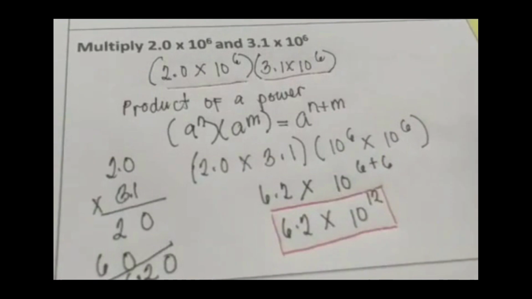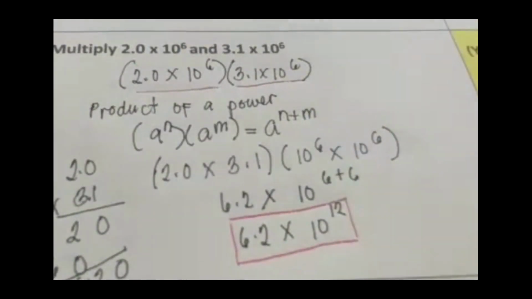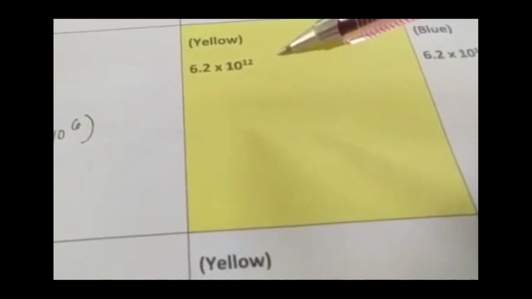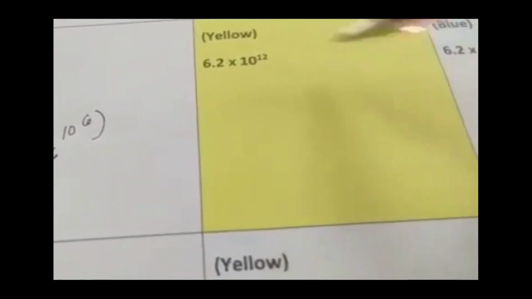And then if we're going to choose it here, it's yellow. So 6.2 times 10 to the power of 12. So we'll have color yellow here.